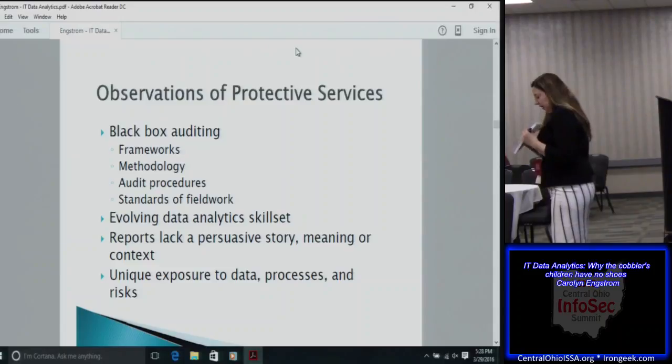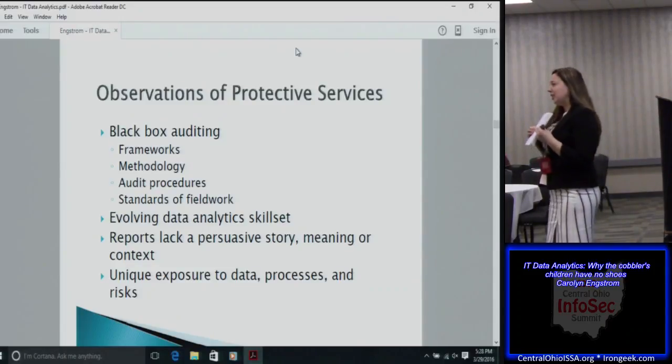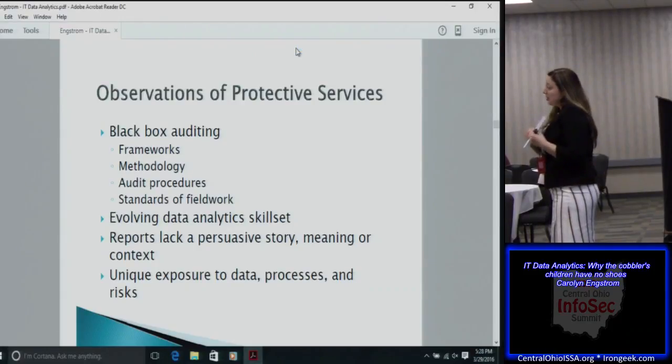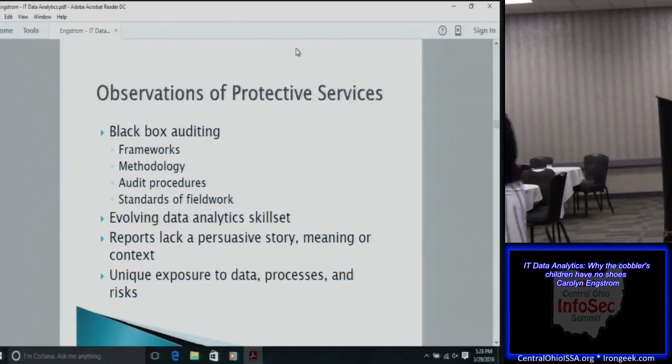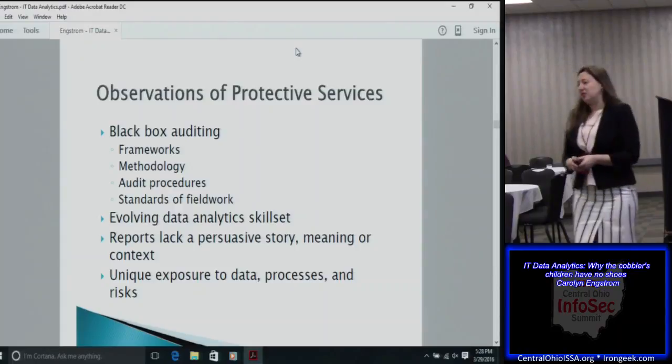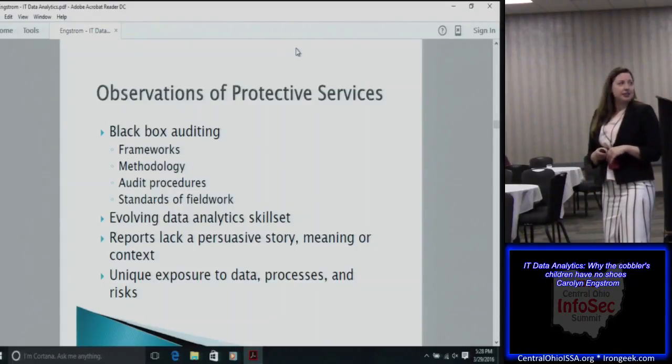So one of the things I've been trying to focus on is making my audit reports much more visual. And I'm not just talking bar graphs and charts. I actually want to tell a story. And so that's why I think it's really important, under the service that the audit profession has now been creating, a persuasive story about data analytics.